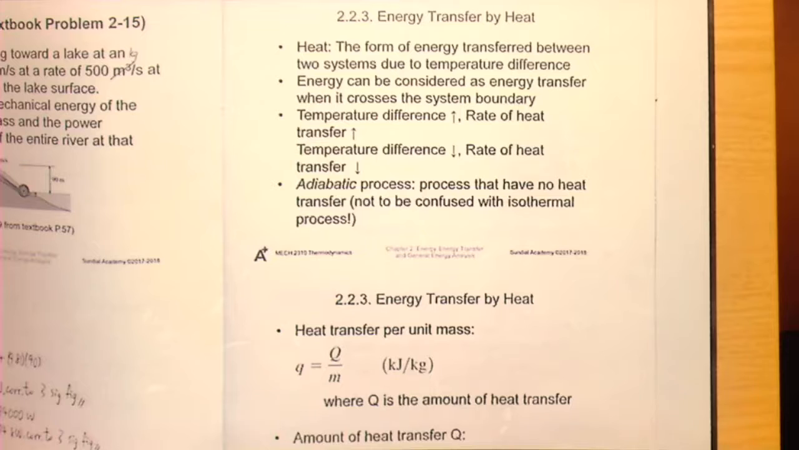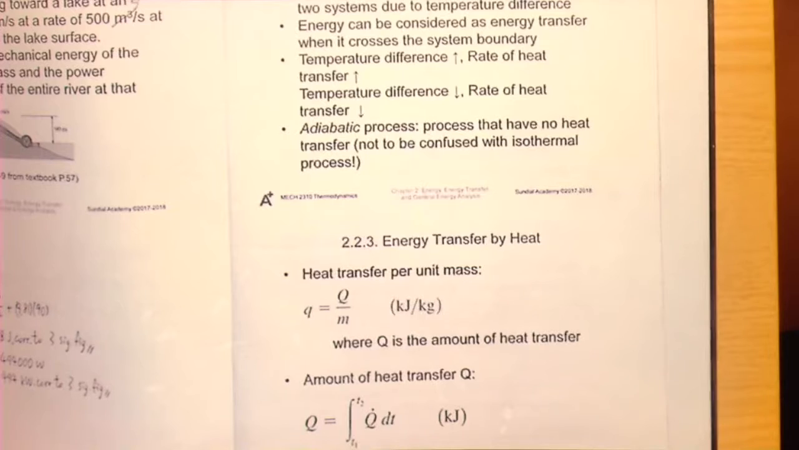The rate of heat transfer depends on the temperature gradient. If there's a large temperature difference, then there will be a large rate of heat transfer, and vice versa. We will have another term called adiabatic process. We have talked about adiabatic in chapter 1, but we will restate it here because it's about heat transfer. So adiabatic process is a kind of process in which there is no heat transfer.